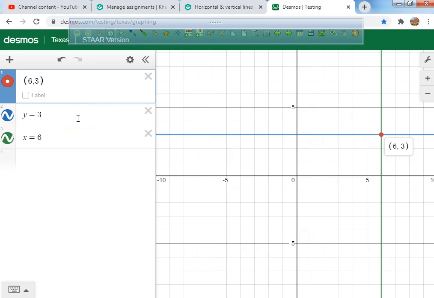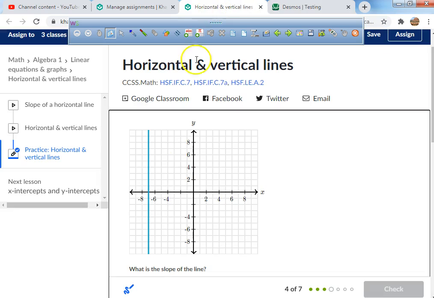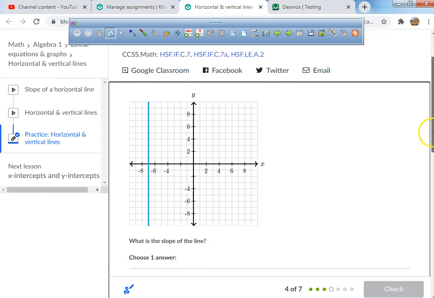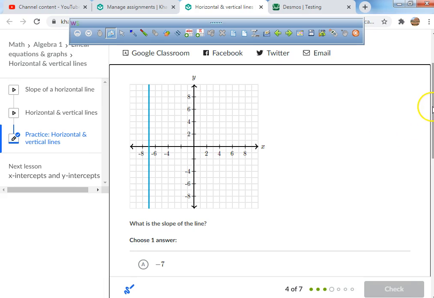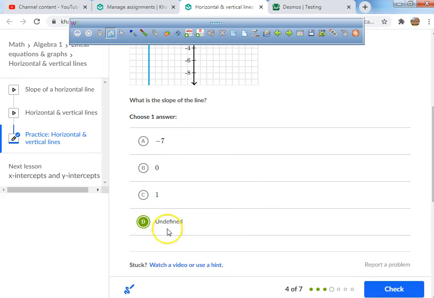Just remember, horizontal lines have a slope of 0. Vertical lines have a slope that's undefined. So when we look at this problem, it says, what is the slope? Well, that's a vertical line, so the slope has to be undefined.